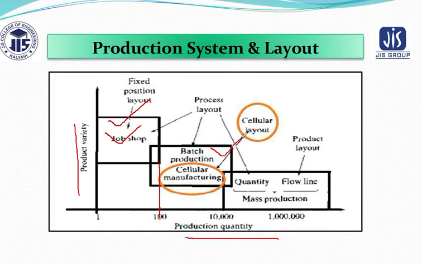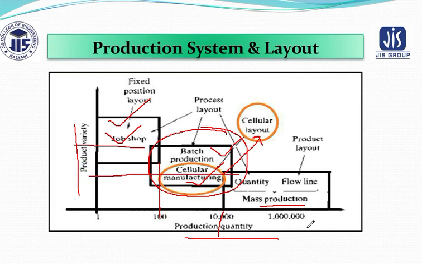And if you want to go for batch production, or for cellular manufacturing, you need to have the cellular layout. You can see the product variation is in the medium stage, and your manufacturing can be up to 10,000 units per year. And if I want mass production, then you can see the variety is low, but the output or quantity of production is high. It is near about 10 lakh. So mass production can go up to millions of units also, because they are generating only one type of product, as the product variation is very low in mass production.